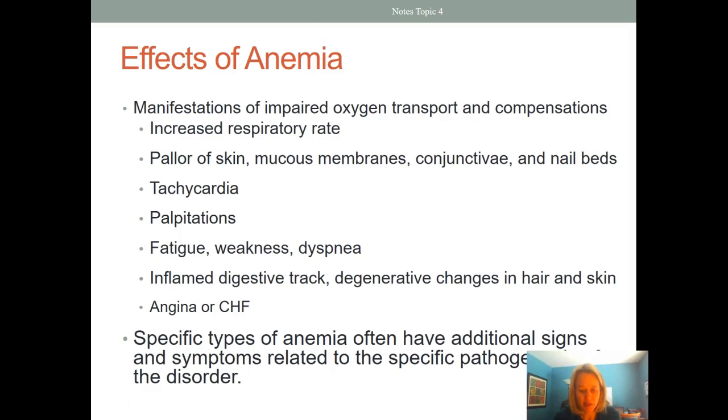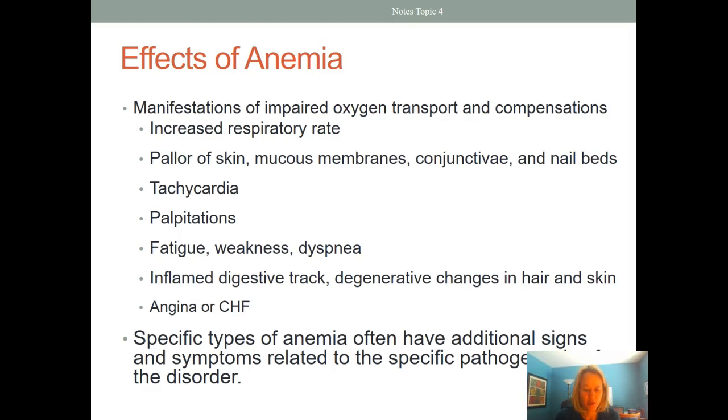We can see palpitations, and this can be due to increased plasma volume and cardiac output as an effort to try and just maintain cardiac output. Fatigue, weakness, and dyspnea. This is just going to be the result of a decreased oxygen carrying capacity of the blood. Inflamed digestive tract and degenerative changes in the hair and skin. This is going to be due to decreased regeneration of epithelial cells that are going to require that oxygen.